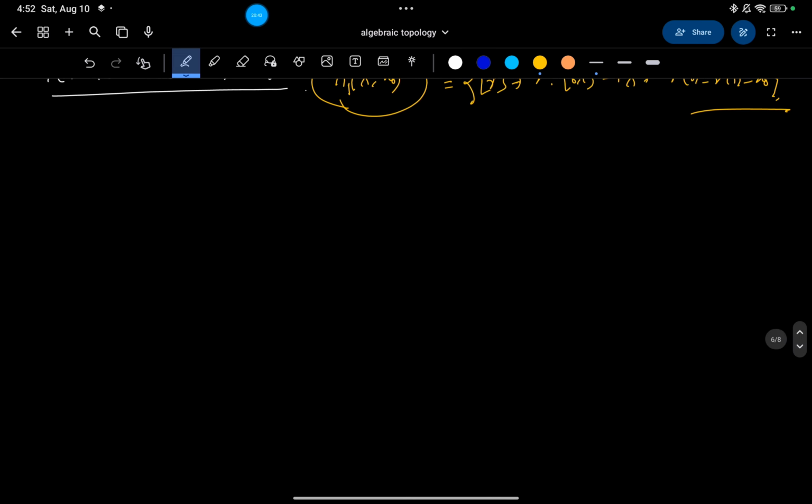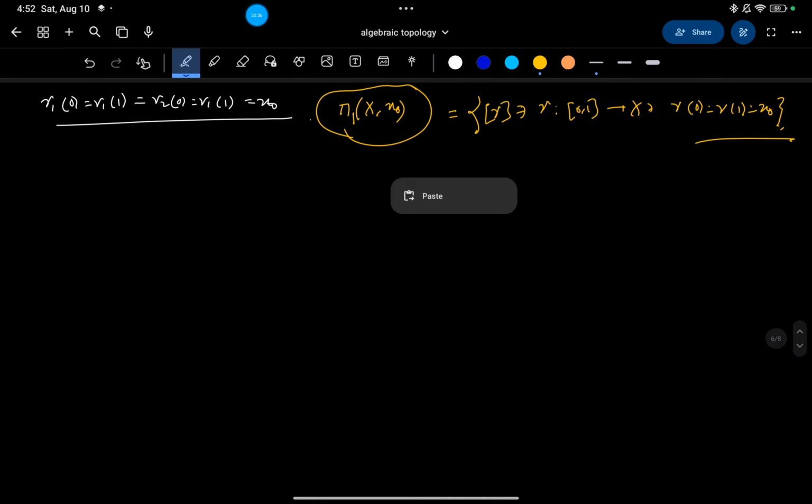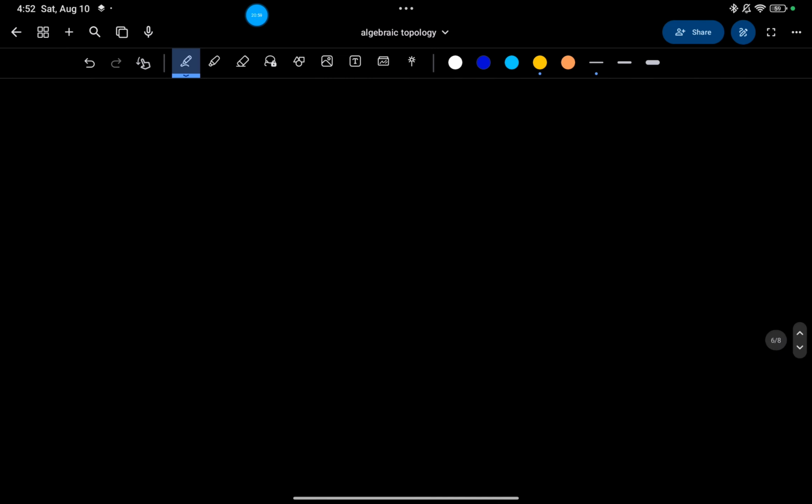Now we have promised that we will prove the group axioms of the fundamental group, and we'll see some more applications of the fundamental group. So now let us begin with our main discussion today: the group axioms of the fundamental group.